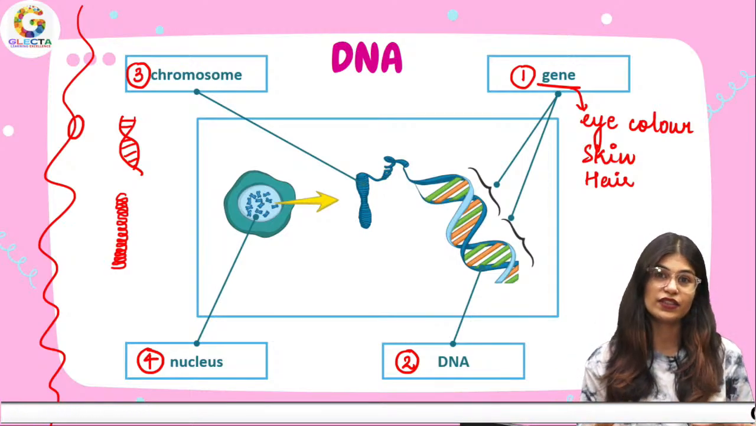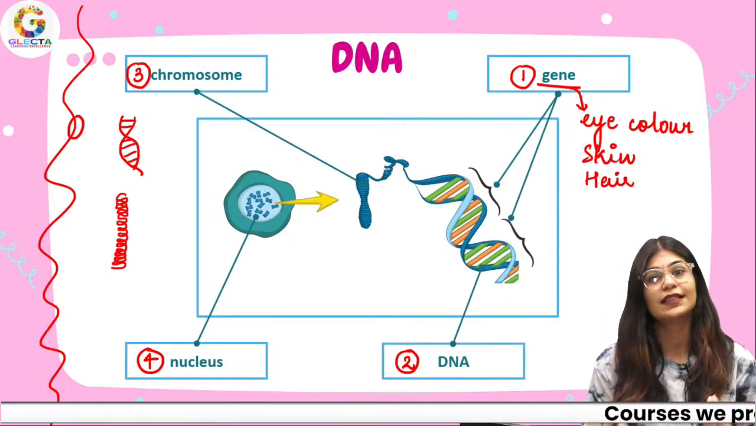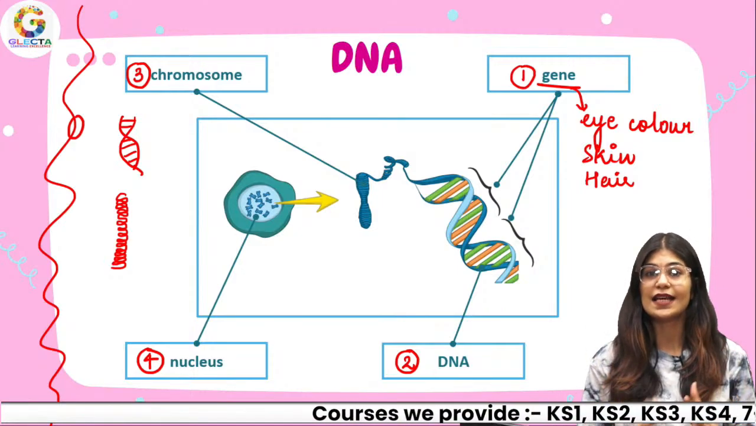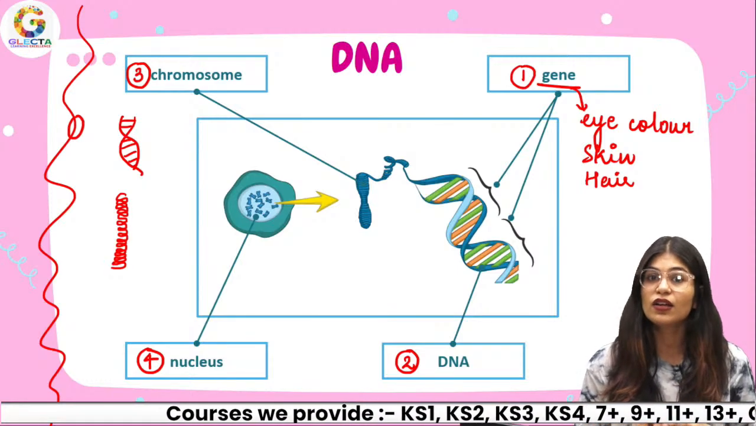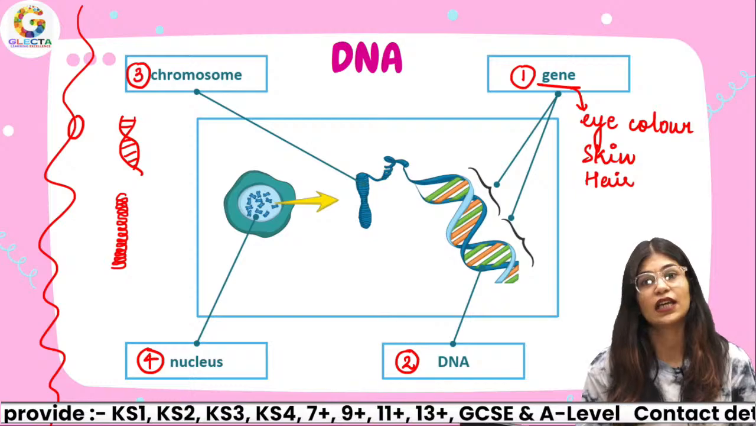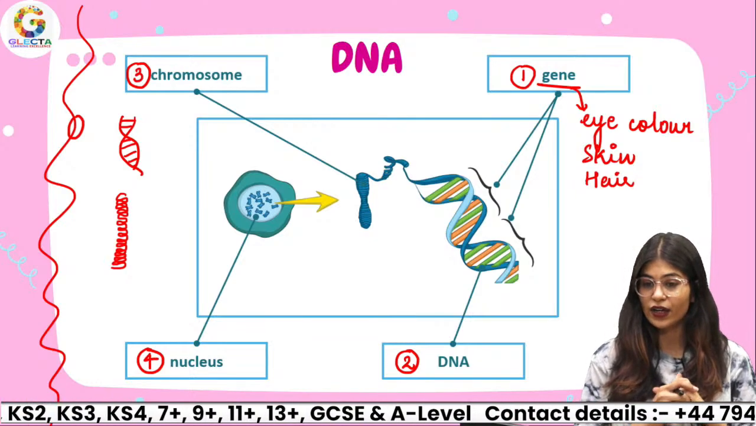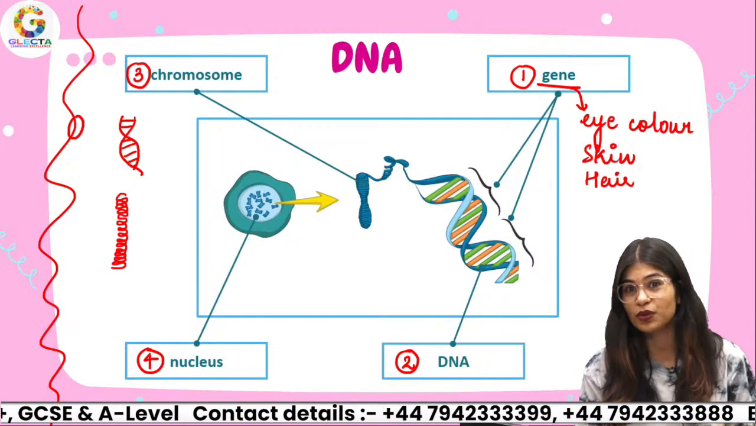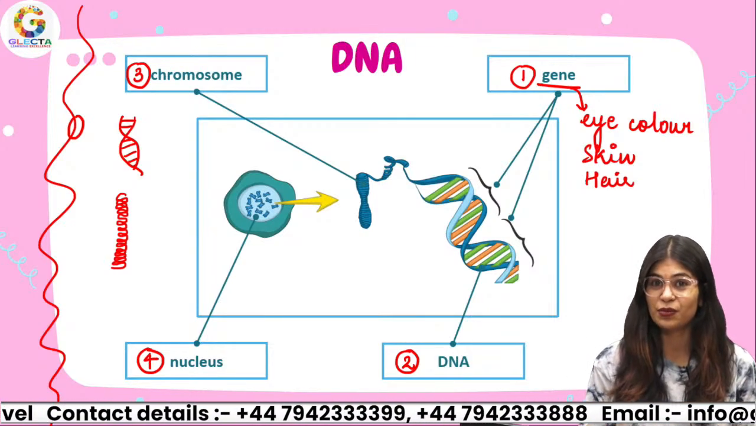So this is the difference between genes, DNA and chromosome. And we all know what the nucleus is. It's the center part of the cell, which controls everything in the cell. Now I hope this is clear to all. I hope nobody is now confused with the 3 alphabets and the 3 words.